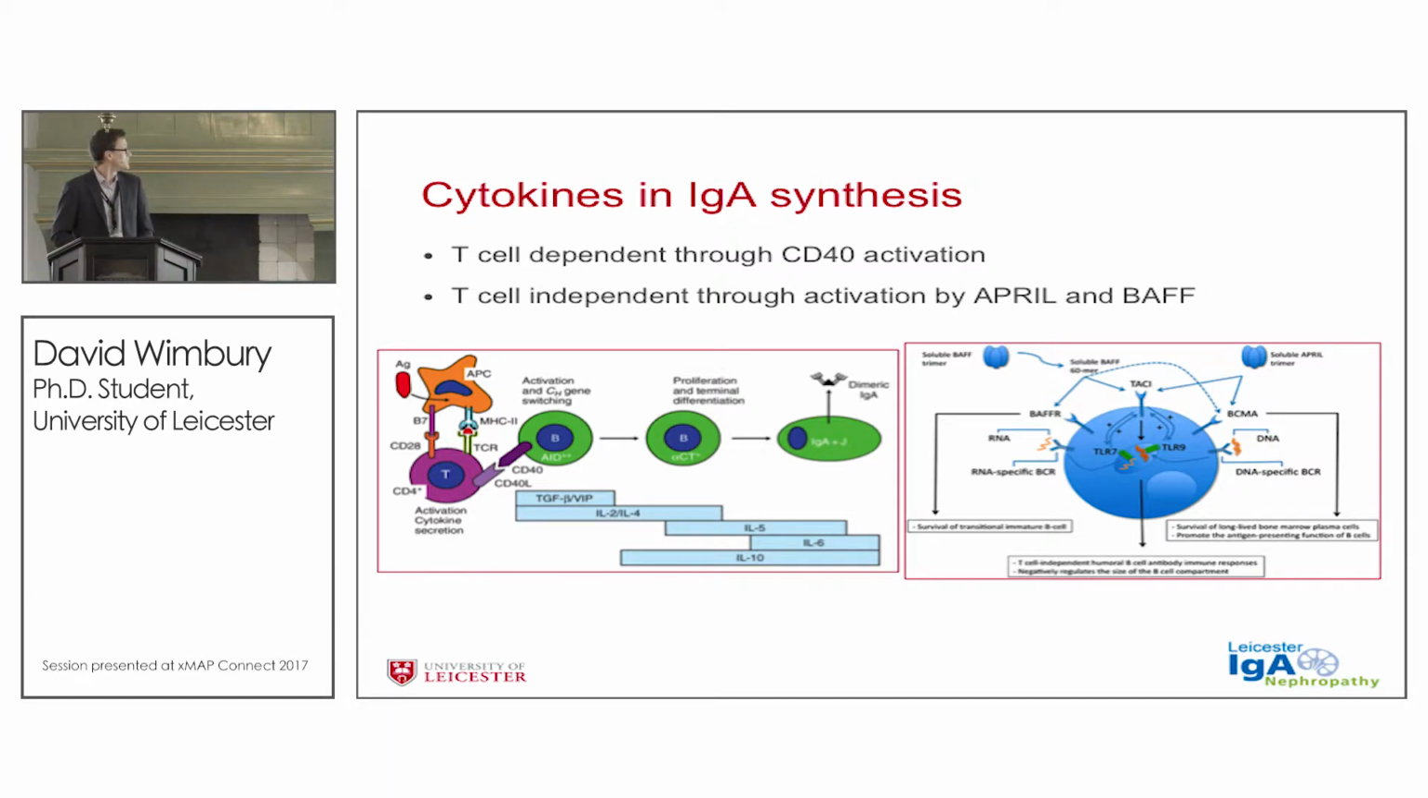Also, the differentiation of naive B cells to IgA memory B cells and IgA secreting plasma cells is highly regulated by a large variety of cytokines, whether it's activated in a T-cell dependent fashion by CD40 or independently of T cells through activation by soluble BAFF and APRIL in circulation.